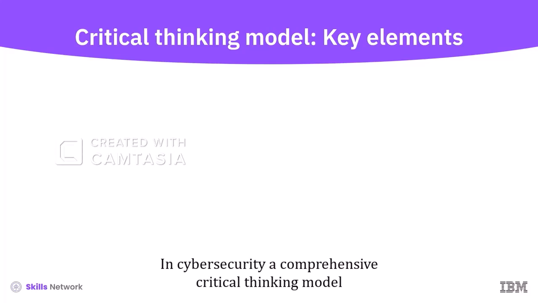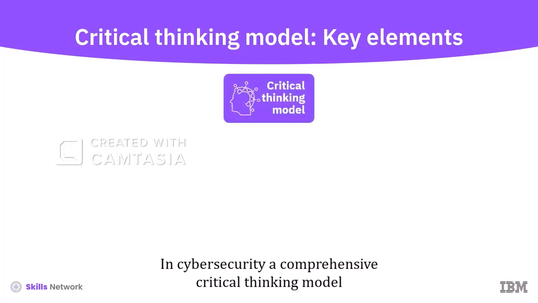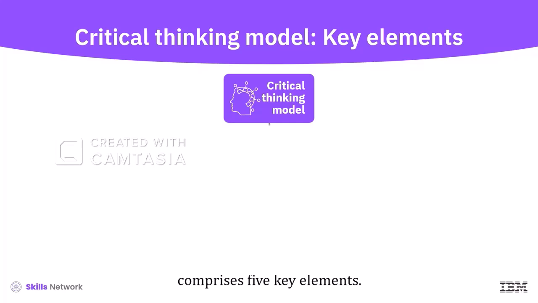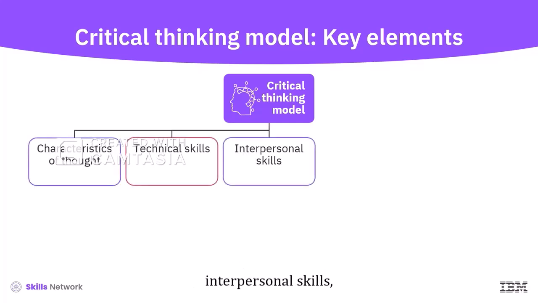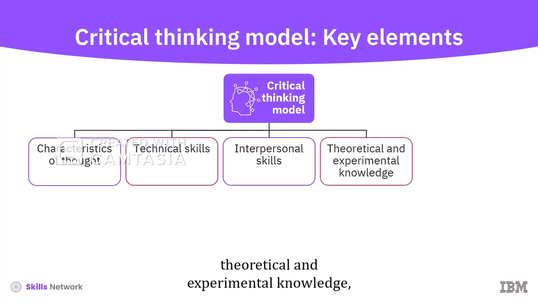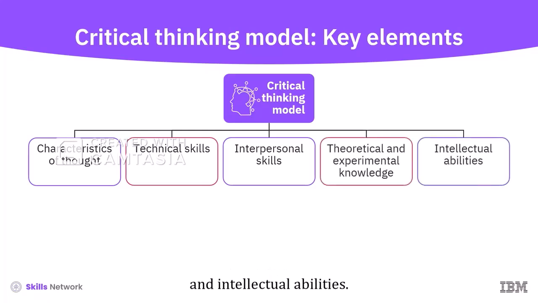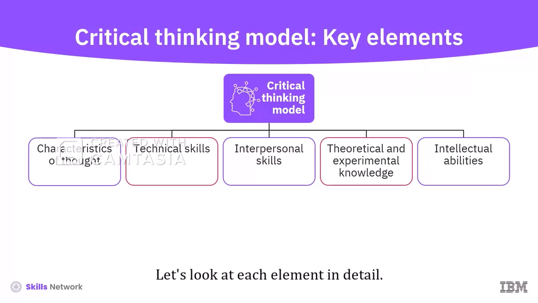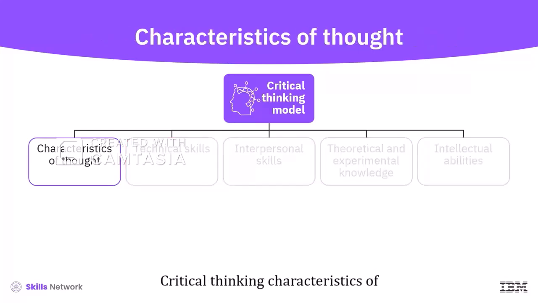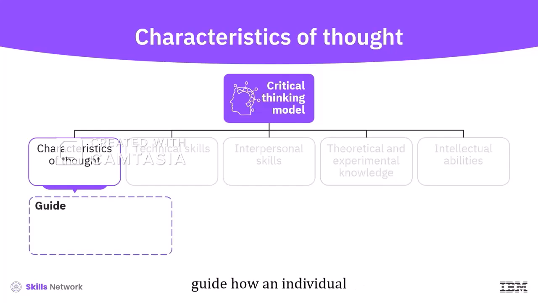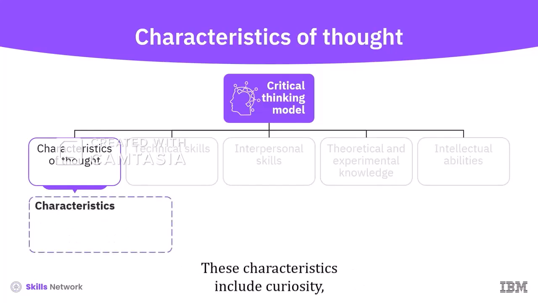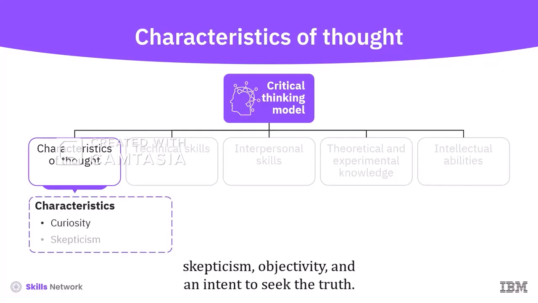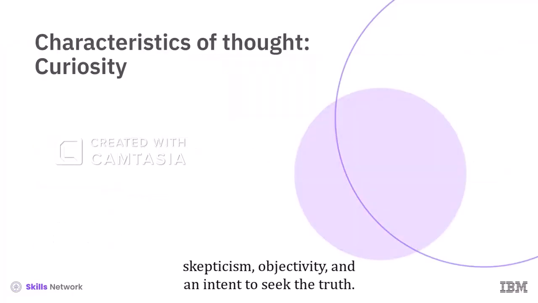In cybersecurity, a comprehensive critical thinking model comprises 5 key elements: characteristics of thought, technical skills, interpersonal skills, theoretical and experimental knowledge, and intellectual abilities. Let's look at each element in detail. Critical thinking characteristics of thought are the elements that guide how an individual approaches problem-solving and decision-making. These characteristics include curiosity, skepticism, objectivity, and an intent to seek the truth.